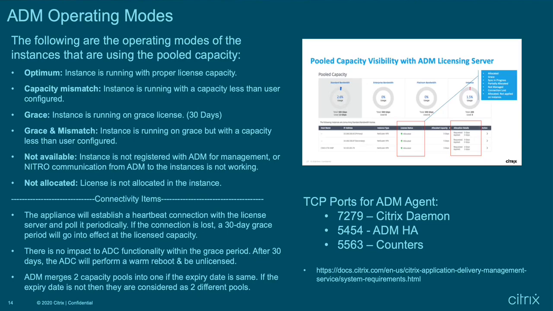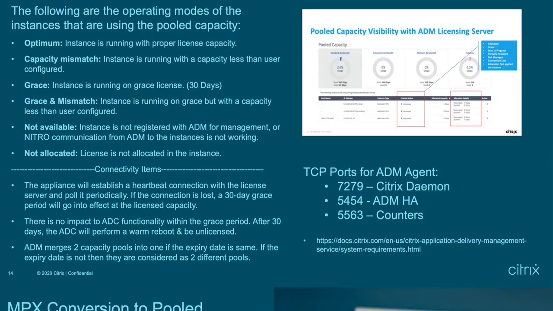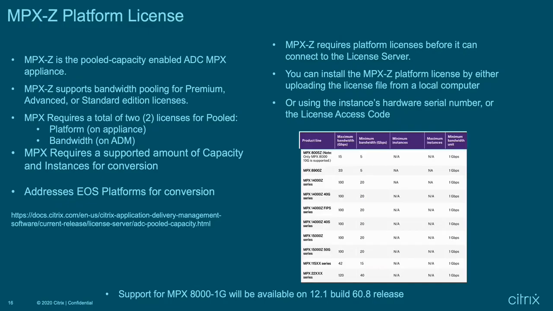Let's take a look at the MPX conversion to pooled process. We've got an MPX Z, I say Z, but I'm aware our US colleagues would say Z. So MPX Z platform license. It's the pooled capacity enablement license for the MPX. Once we install this pooled capacity license, this will allow us to consume premium, advanced, or standard edition licenses from ADM service as opposed to having a local license installed, which had a locked in amount of bandwidth onto that individual appliance.